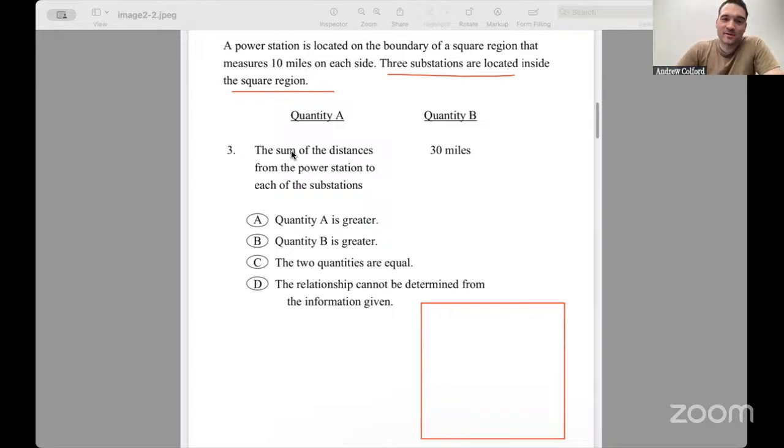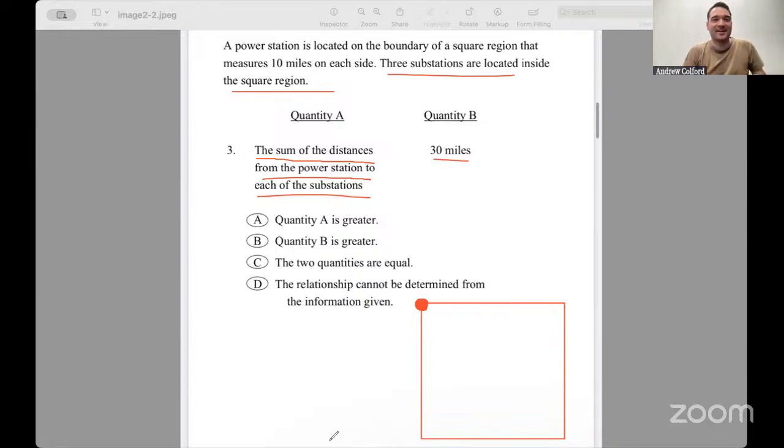We want to know what's greater: the sum of the distances from the main power station to each of the substations, or 30 miles. And it says the power station is located on the boundary of the square. So it's somewhere on this square. Let's just put it right there for the time being. I'm going to put the big power station right there on the corner. Doesn't have to be, but I'm going to put it right there.